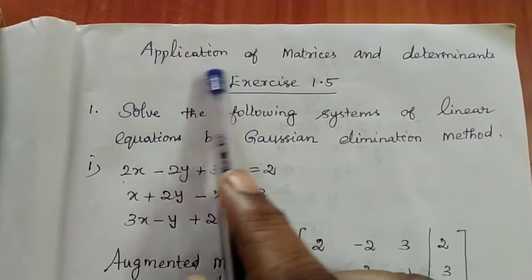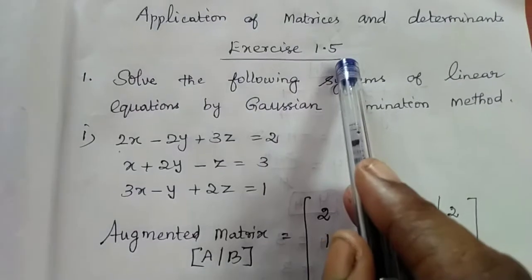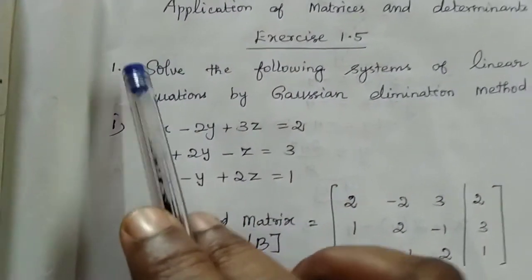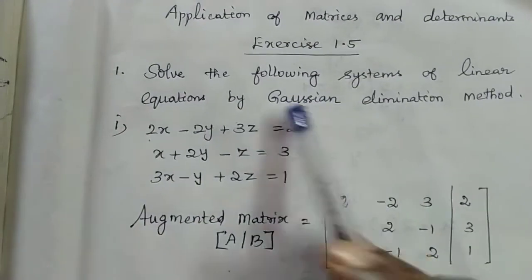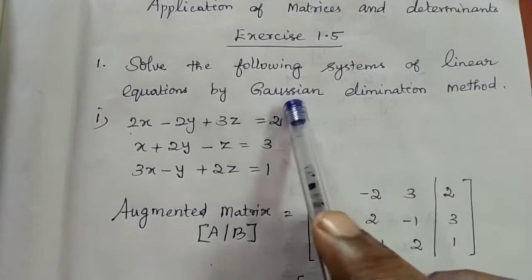Hi students, we are going to see application of matrices and determinants, exercise 1.5, first sum. In this sum, solve the following system of linear equations by Gaussian elimination method.